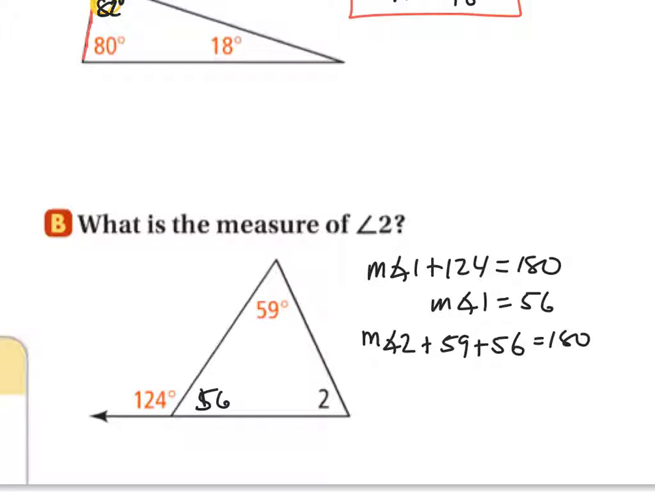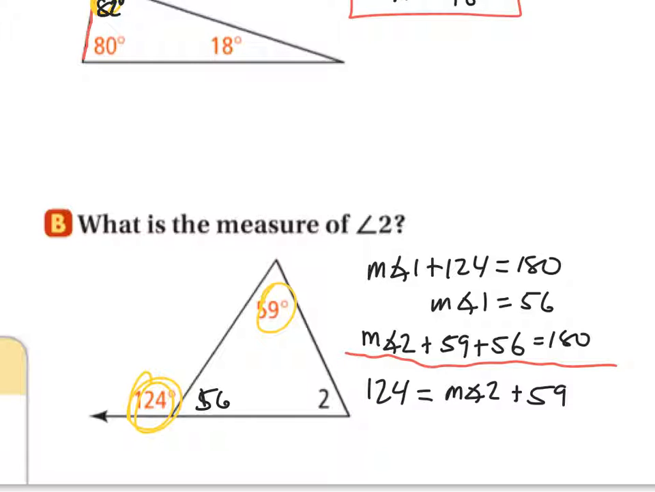But there is another way. Could you do 124 minus 59 equals the measure of angle 2? I always want you to write the equation first. That exterior angle is going to equal what? The measure of angle 2, right? Plus 59. The exterior angle is equal to the sum of its two remote interior angles. And so this angle will equal this angle plus that angle.